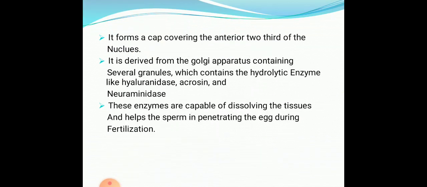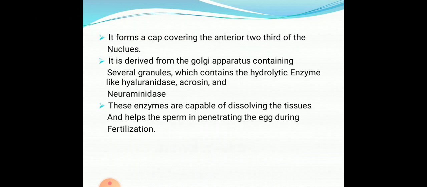In the next slide, it forms a cap-like covering at the anterior two-thirds of the nucleus, and it is derived from the Golgi apparatus. Where is the acrosome derived from? It is derived from the Golgi apparatus, and it contains several granules with hydrolytic enzymes like hyaluronidase, acrosin, and neuraminidase. These are the hydrolytic enzymes present in the acrosome.